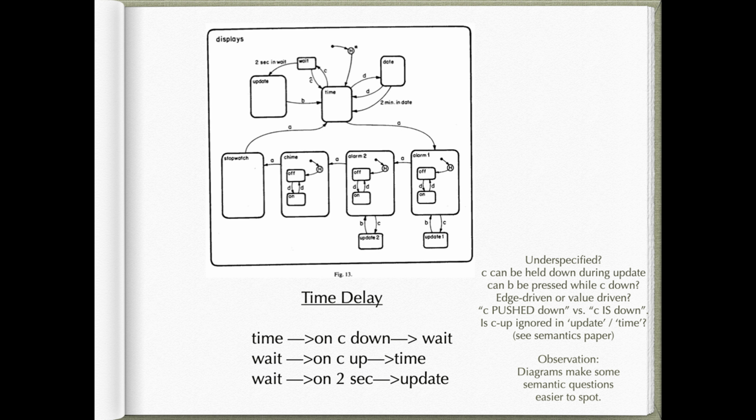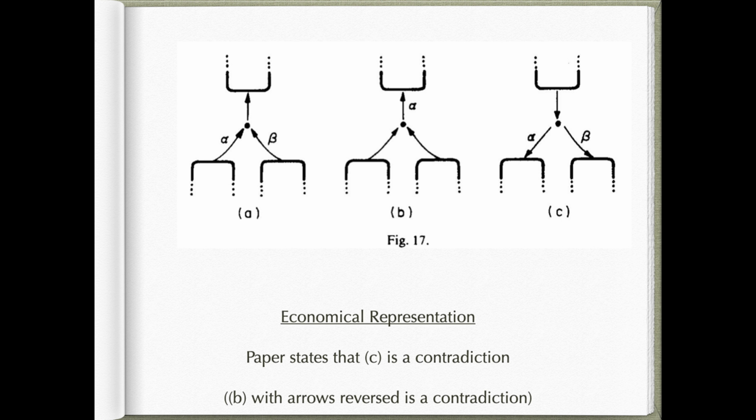Next page, figure 13 shows even more detail of the display's state. I won't spend much time on this. You can read my annotations for it. Next page, 16, he shows a new notation for economical representation using dots. A and B are valid notations, C is invalid.